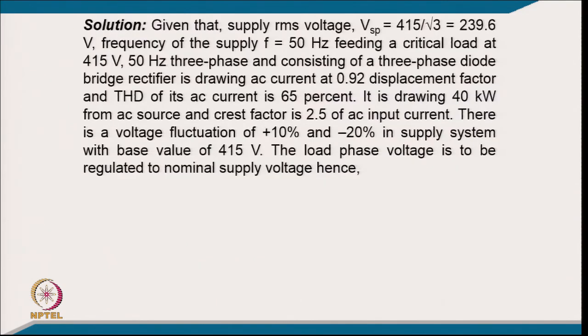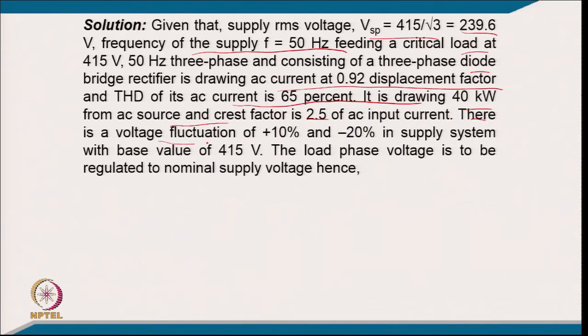Coming to the numerical part, given that the supply voltage is VSP equal to 415 by root 3, that is per phase RMS voltage 239.6 volt, frequency of 50 hertz, feeding a critical load of 415 volt, 50 hertz, 3 phase, consisting of a 3-phase diode bridge rectifier drawing an AC current of 0.92 displacement factor, and THD of AC current is 65%. It is drawing 40 kilowatt from the AC source, and the crest factor is 2.5 of the AC mains current.